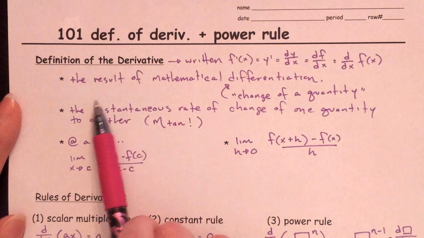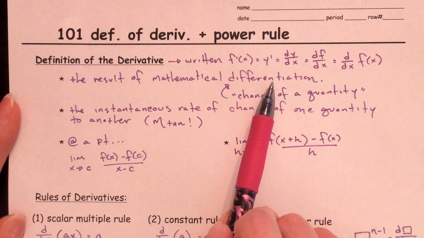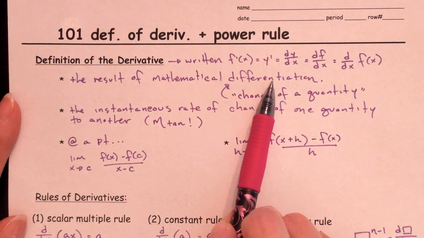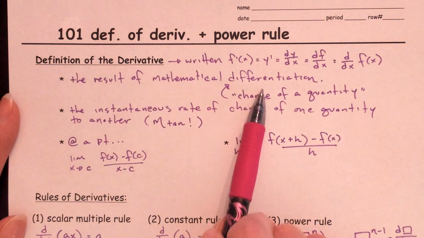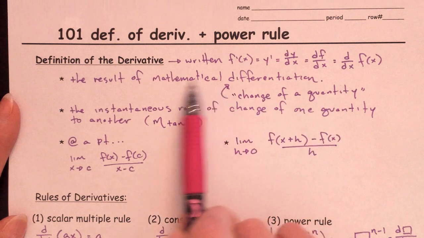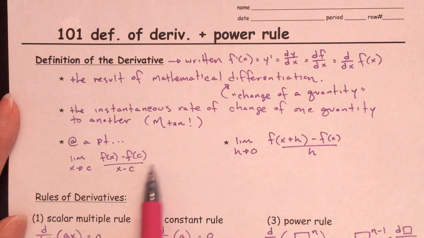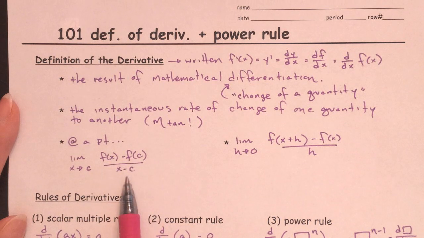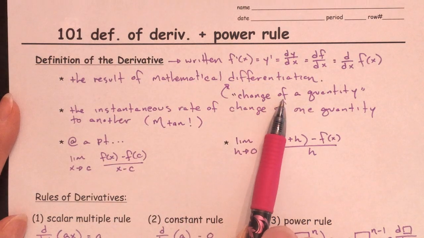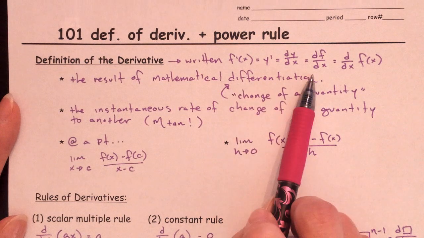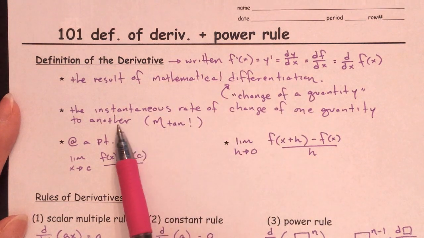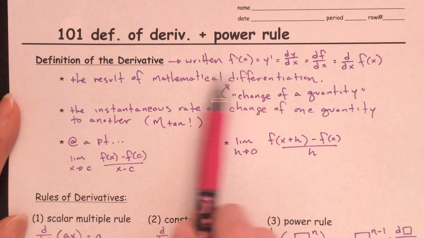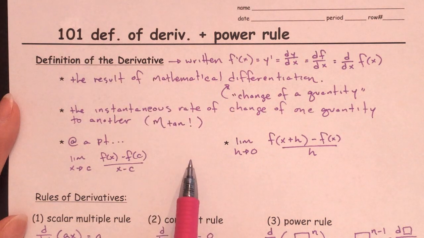So the derivative is the result of mathematical differentiation. What is differentiation? When you differentiate, you're taking a derivative. So it's a change in quantity. So you know when you take a derivative, it's the limit of the slope. A slope is y minus y over x minus x. So that's a change in quantity. So differentiation, instantaneous rate of change, those are all taking the derivative, okay?